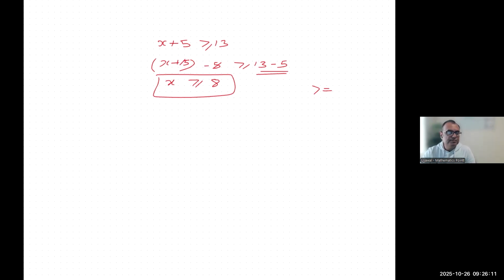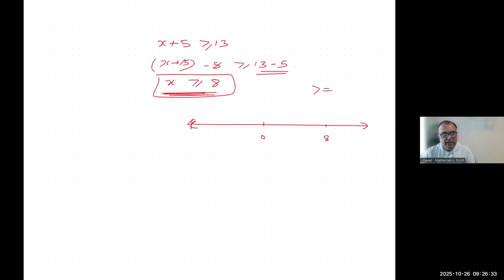All right, next. Now, what exactly is this? x is greater than or equal to 8. What it actually means is, if you have a number line, I hope you know the concept of number line. So let's say this is 0 and that's 8.